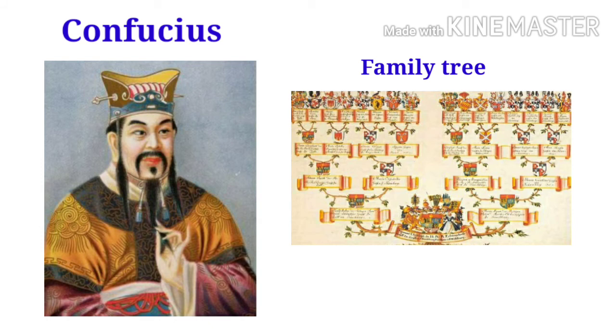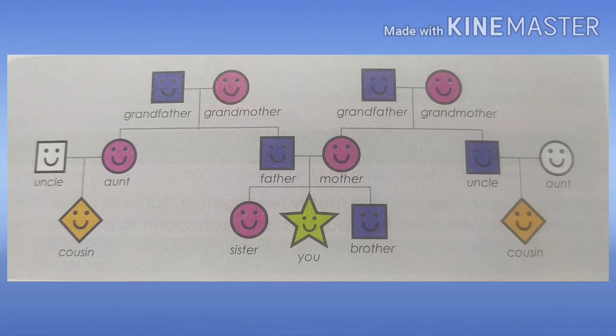Do you know, students, Confucius was a teacher in China. The family of Confucius is considered to be the longest family tree in the world. His family tree has 80 levels known to everyone. Now we will see our next point, that is higher order thinking skill.